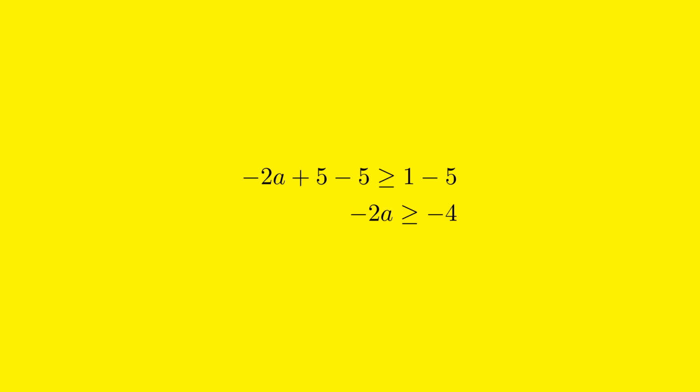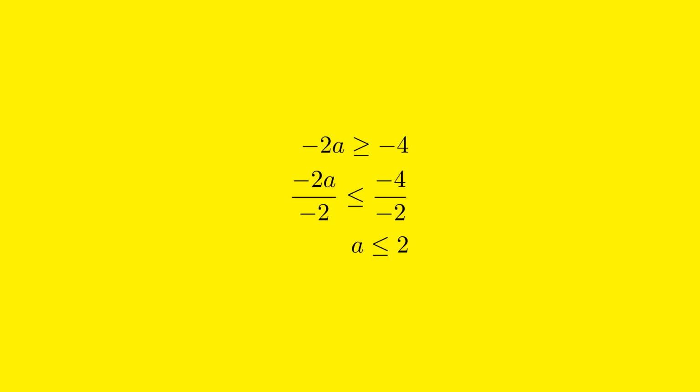By subtracting 5, the expression has changed as follows. We removed the constant term plus 5 from the left side and subtracted 5 from the right side of the inequality, resulting in the inequality minus 2a greater than or equal to minus 4. Now we proceed to the next steps to solve for a.